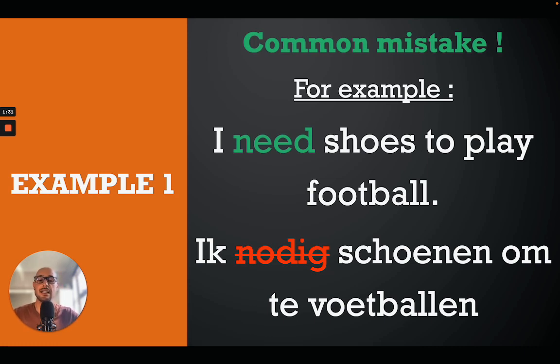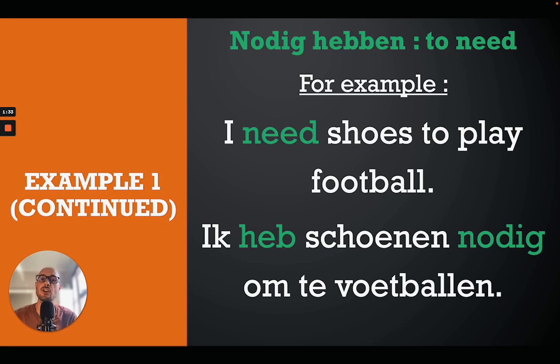How do we do that? Well, we use the construction nodig hebben. Literally, in bad English, it's basically "to have necessary", and that would be "to need". So you say, I need shoes to play football: ik heb schoenen nodig om te voetballen. That's our first correct translation of to need. When it's a necessity, nodig hebben is the correct construction.